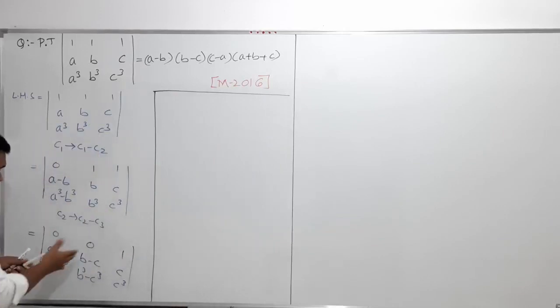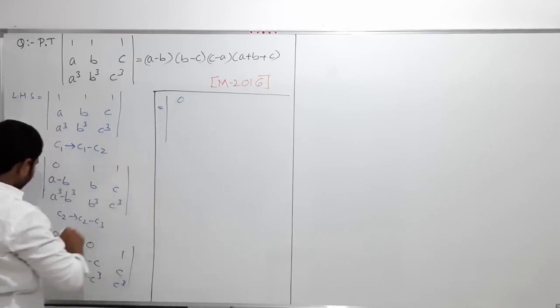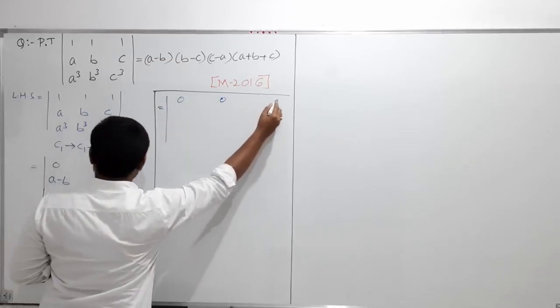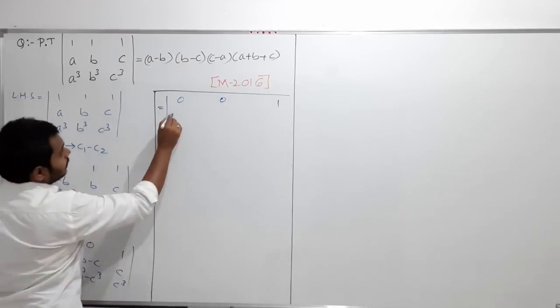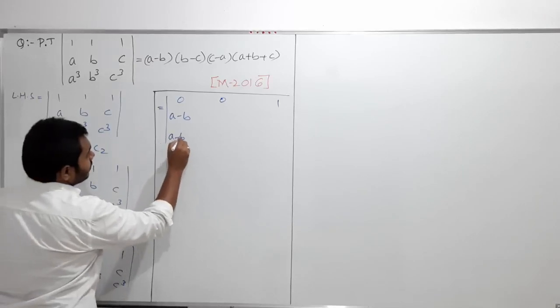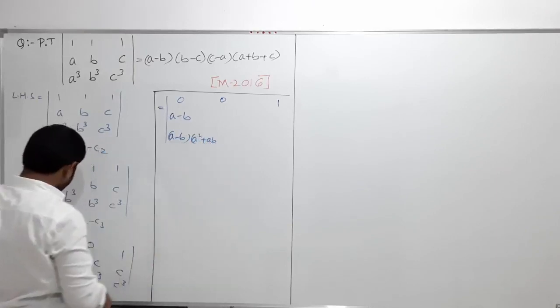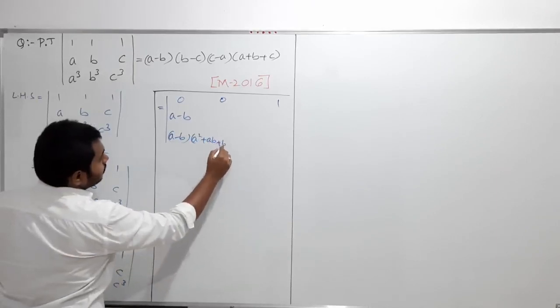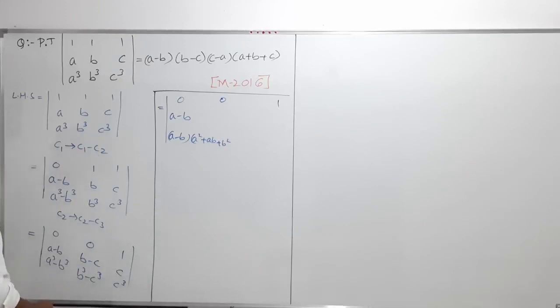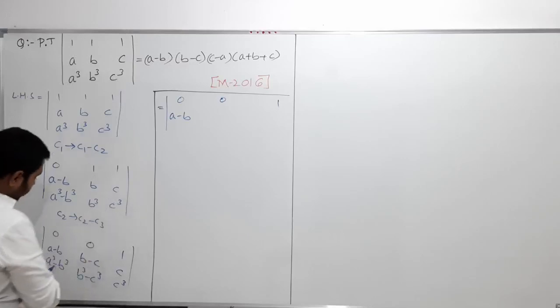Here, this I will write as this is equals to 0, 0, 1 as it is. Now here it is A minus B and this A cube minus B cube. So we have the formula. Whenever we have the A cube minus B cube in this form, we have the formula. What is that? A minus B into A square plus AB plus B square. We have this formula. Clear? So here we don't have space, so I will write here A cube minus B cube.